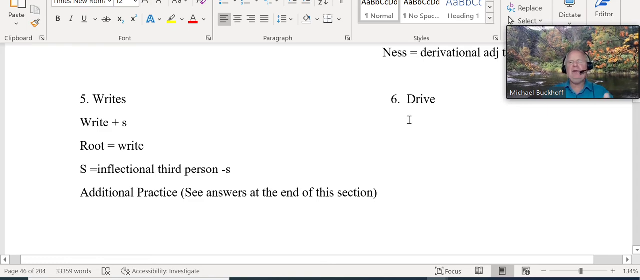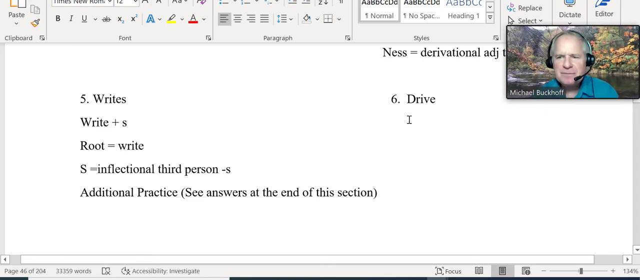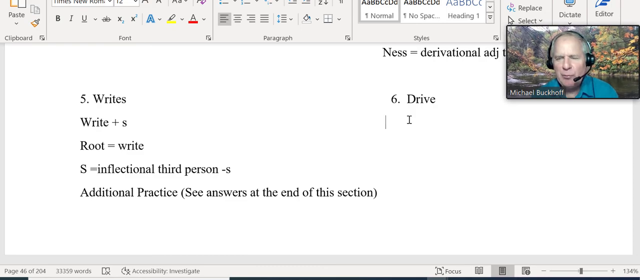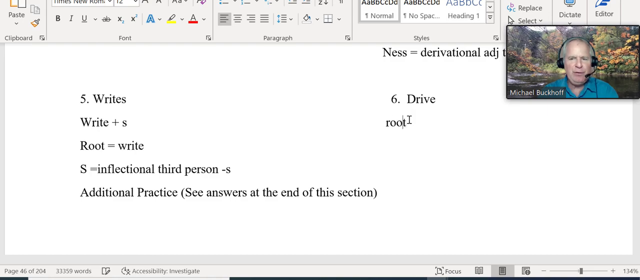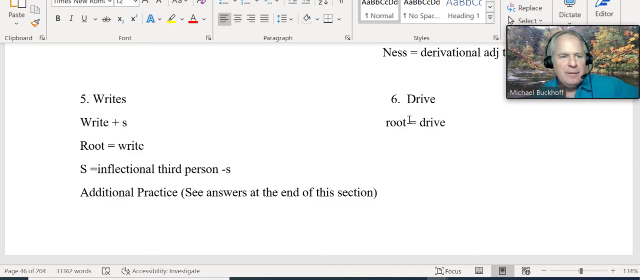But what can you do here? I mean, it's a free morpheme, right? You can't really break it down to anything other than it is. So this one, if you see this on the test, you're done. There's not much you can do with it. I would just state the root is drive and move on to the next question.